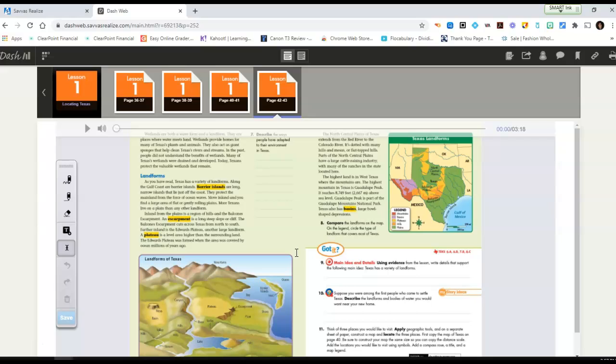In the past, people did not understand the benefits of wetlands. Many of Texas wetlands were drained and developed. Today, Texans protect the valued wetlands that remained.